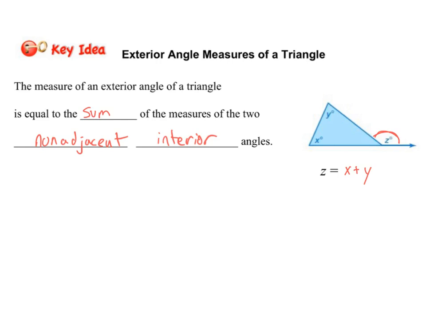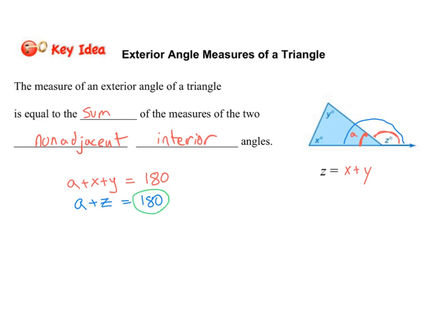Let's name this interior angle that's previously unnamed. Let's call it A. So we know from the review we just did that A plus x plus y has to be 180. We also see that A and Z together make a straight angle, which makes them supplementary angles. So A plus Z also has to equal 180.